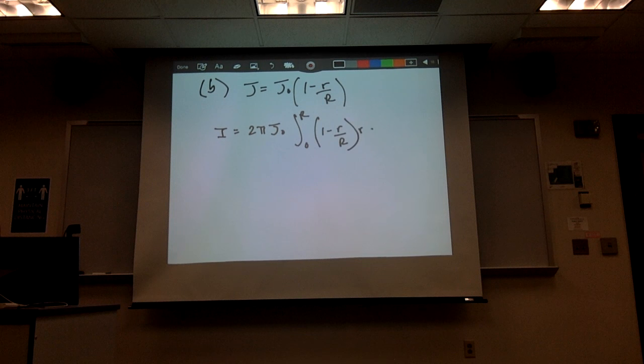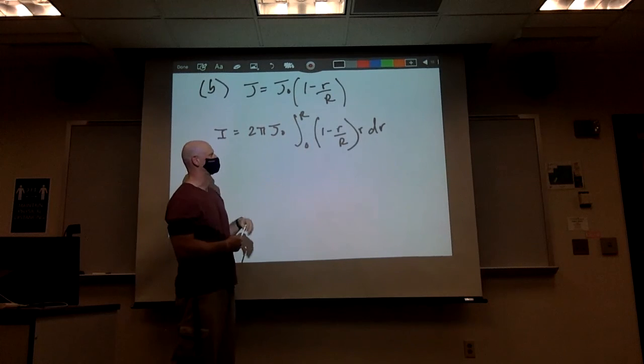Okay. Look at part B. Part B says we're going to do exactly the same thing. So again, we know our current is simply going to be equal to the integral. Let me write J down first, actually. So J in this case is J0 times 1 minus R divided by capital R. The current then is going to be equal to 2 pi times J0, because again, J0 is a constant, I can pull it outside. Integral from 0 to capital R of 1 minus R over capital R, R dr. So I'm just inserting what J is. J0 is a constant, so I'm pulling it out, writing it this way.